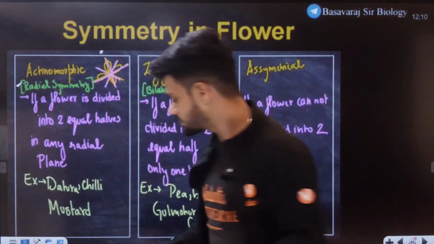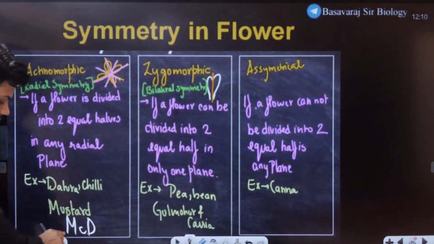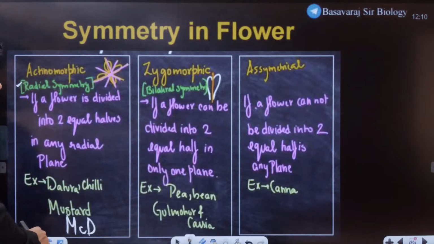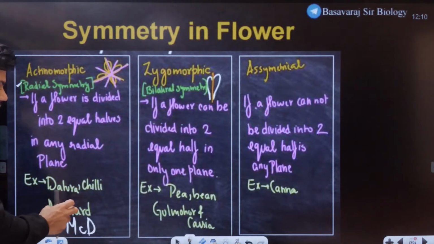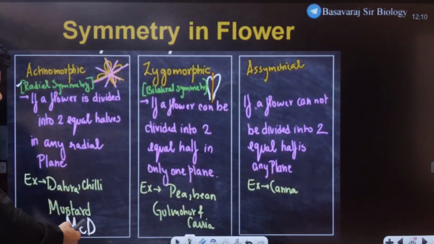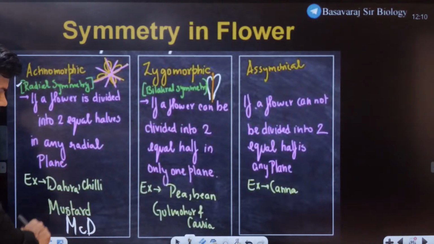How to remember this? MCD. McDonald's. No: Mustard, Chili, Datura. MCD for actinomorphic. You will do acting and you go to MCD. You take your parents there, saying I'm very hungry, you take them to McDonald's by acting. So actinomorphic: datura, chili, mustard.